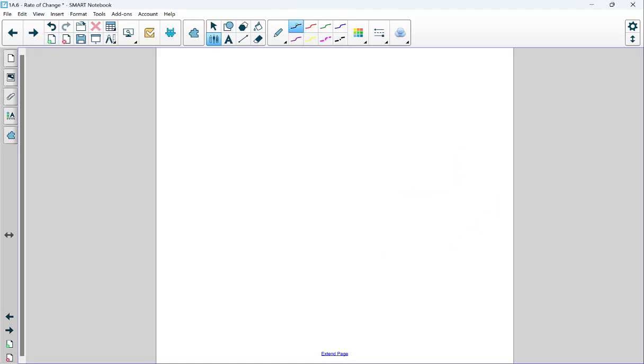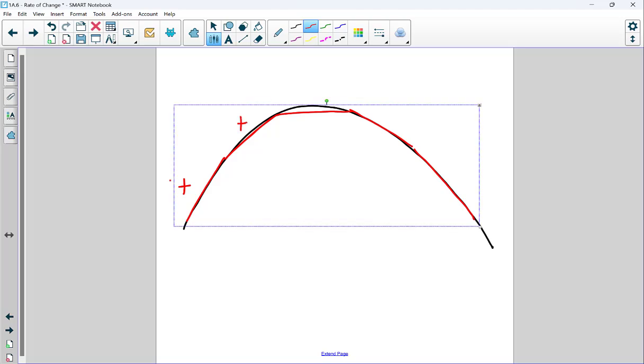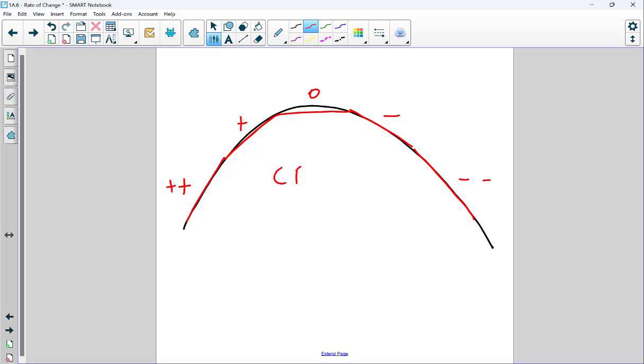For a concave down curve, pick two points. So here we have a positive slope. This one is slightly less positive. So this one is more positive. This one looks zero. This is negative. This is going to be more negative. If you have a concave down curve, positive, positive, zero, negative, more negative, these slopes are decreasing.